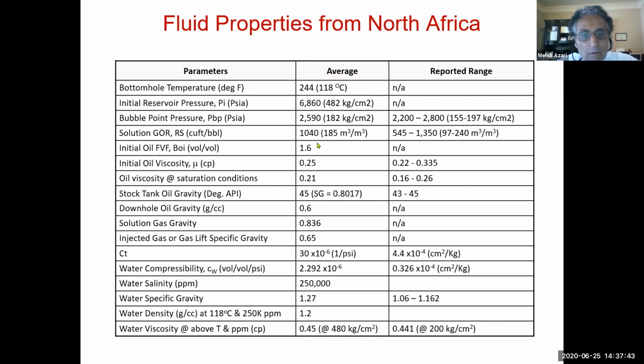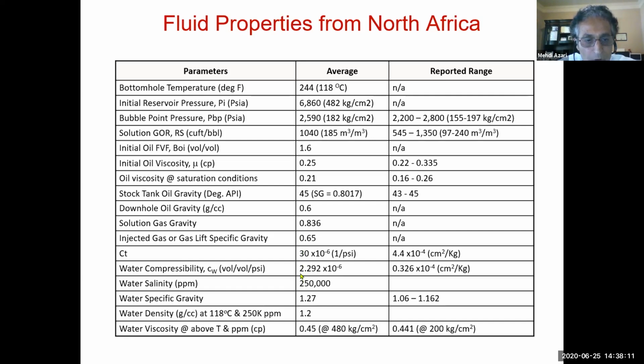Let me see if there is anything special here. Okay, look at this one. Initial oil viscosity is only 0.25. Look at that, 0.25. Oil viscosity at saturation conditions is 0.21. That means the maximum amount of gas. And this is only a 45 API gravity.